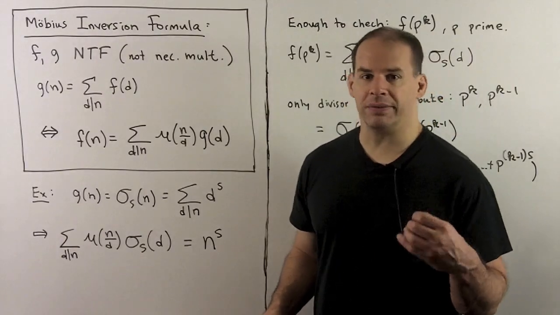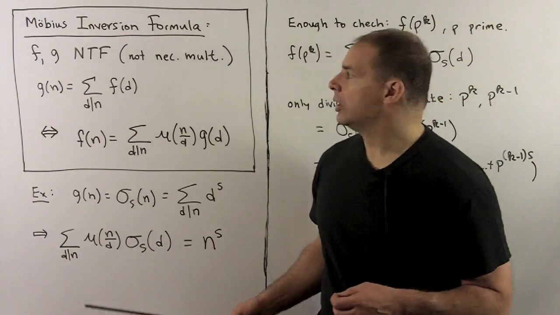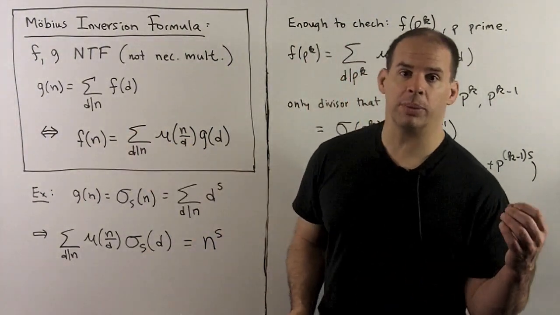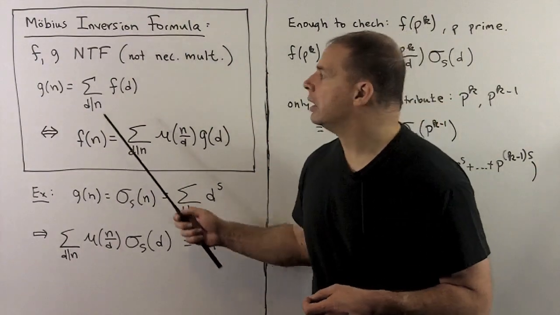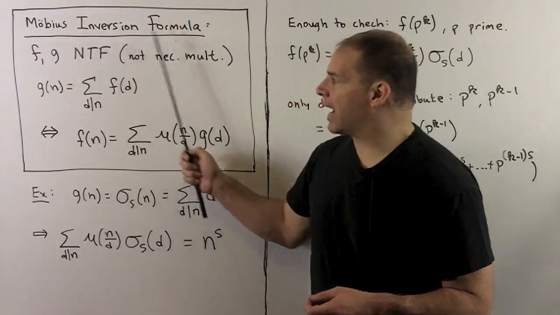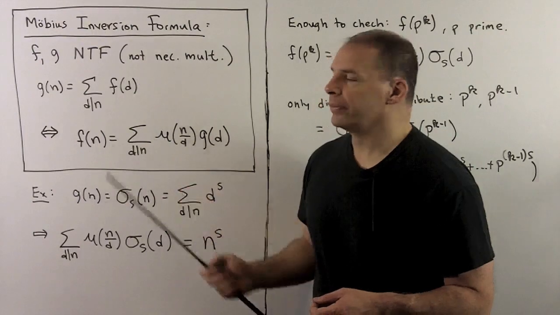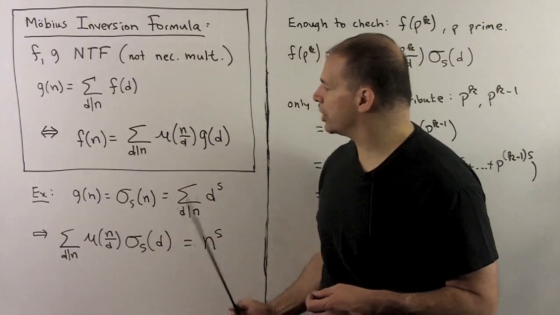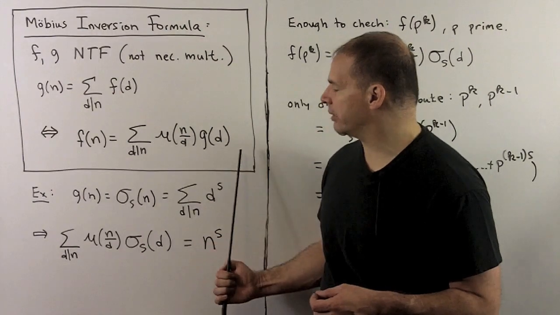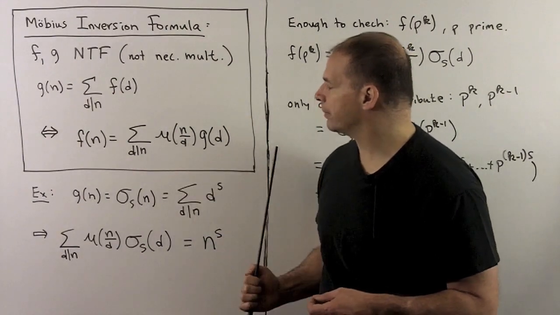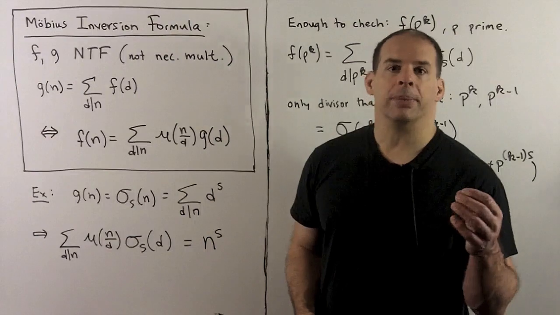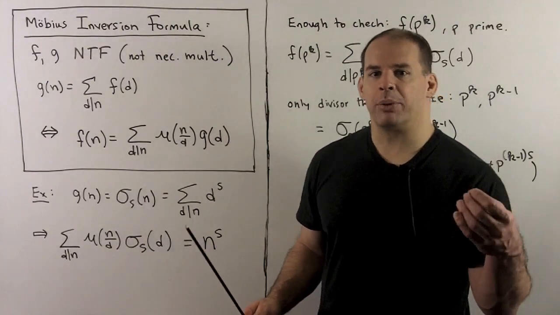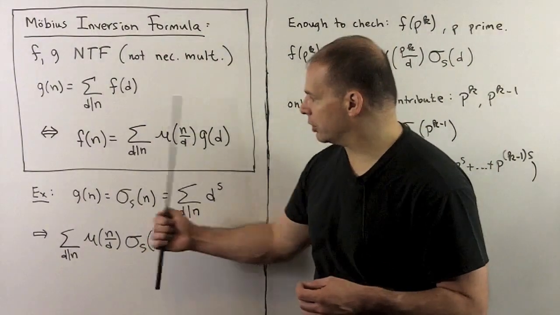Here's a statement of the Mobius inversion formula. We have two number theoretic functions, f and g, not necessarily multiplicative. If I define g as the divisor sum operation on f, then we recover f as the Dirichlet convolution of the Mobius function and g, and then vice versa. Now, we'll save the proof of this to the very end. For now, we work with examples to get used to Dirichlet convolution.